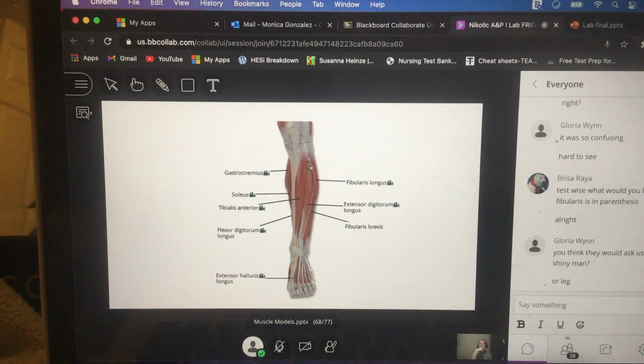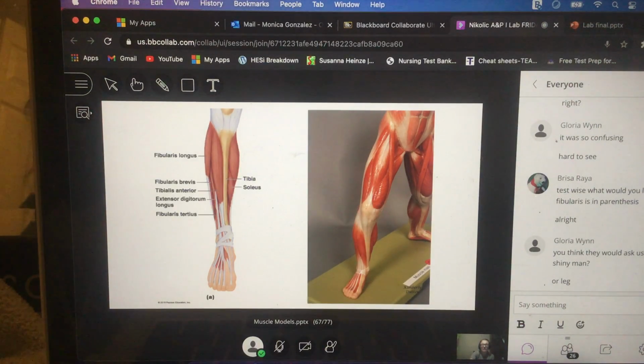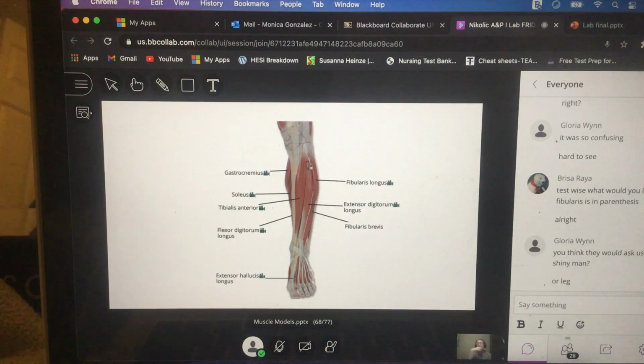But look at the leg muscle here. You think they should ask on the shiny man? You think they'll ask? I don't know which one they'll ask on, but the shiny man and the lady are very similar. If anything, the lady is much easier to read, because her muscles are much more pronounced in terms of differentiating between them. But it could be on either one. It could be on shiny man. It could be on gloss lady. But I want you guys to notice something here.